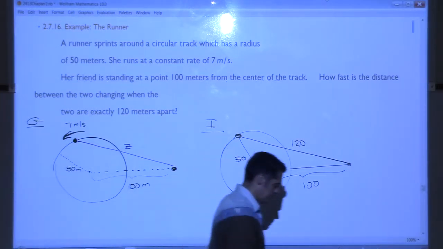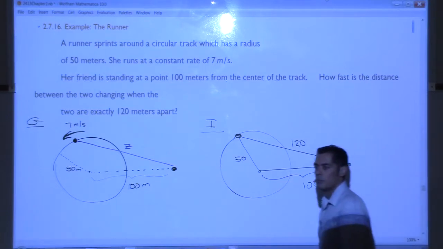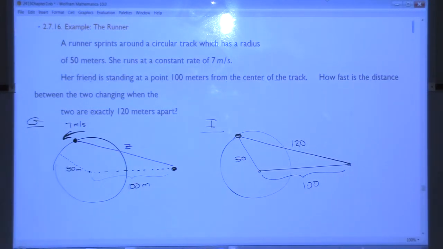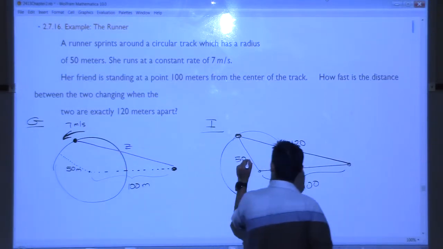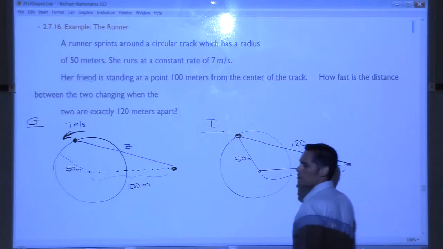What else? Are they in feet or meters? They're in meters. Okay, you want me to label them? I will. Meters, meters, meters.